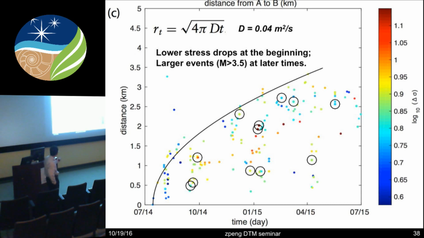So again, here what we think is going on is that at the beginning, of course, you see some small events get induced right in the top layers, and they generally have relatively small stress drop. But gradually, as you go later in time, you start to trigger events with larger magnitude and also at larger depth, with higher stress drop as well.